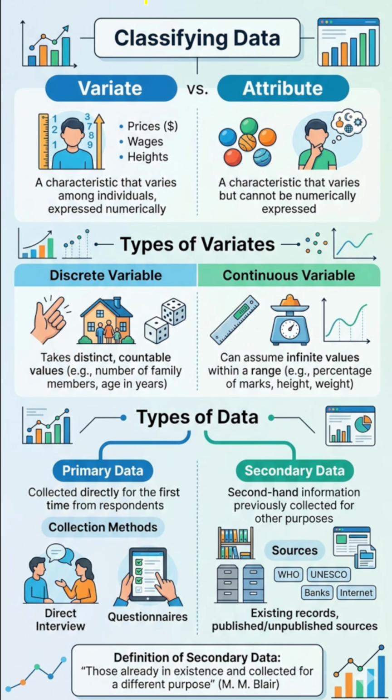See, classification of the data. Data can be classified as variates and attributes. What is a variate? Data which can be expressed in numerical form is called a variate. For example, prices, wages, height, these are numerical data. It is also called quantitative data.